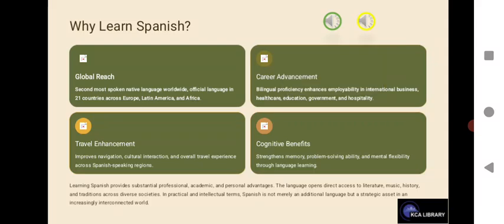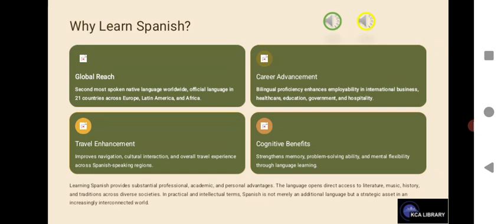Why learn Spanish? Spanish is the second most spoken native language in the world and serves as an official language in 21 countries across Europe, Latin America, and parts of Africa. Its global reach makes it an essential tool for communication in an increasingly interconnected world.